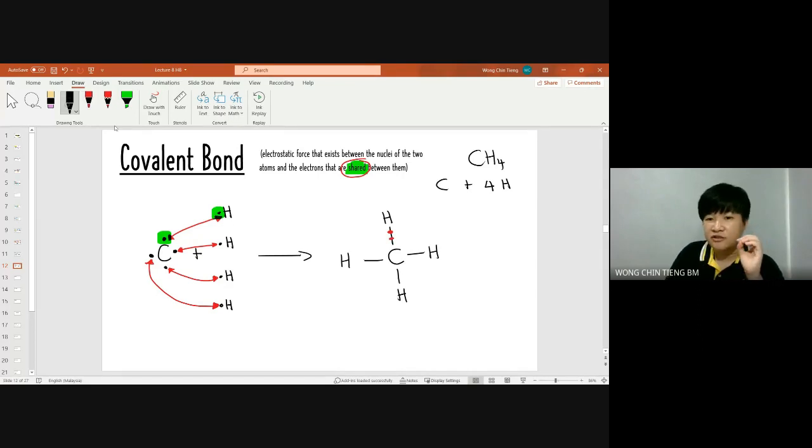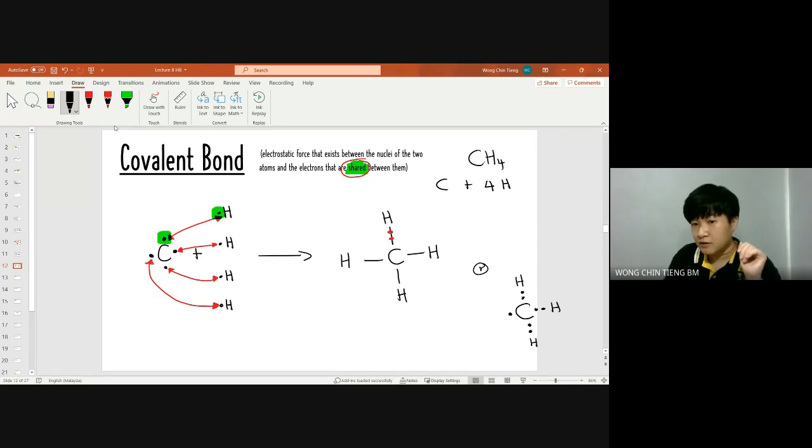Kalau kamu nak Lewis dot symbol yang 100% betul, yang gila-gila tapi kita tak guna tau, saya tunjuk je. Dia akan jadi like this. Kita tak guna ya cara ni, kita tak guna. Saya tunjuk je bagi nak nampak.